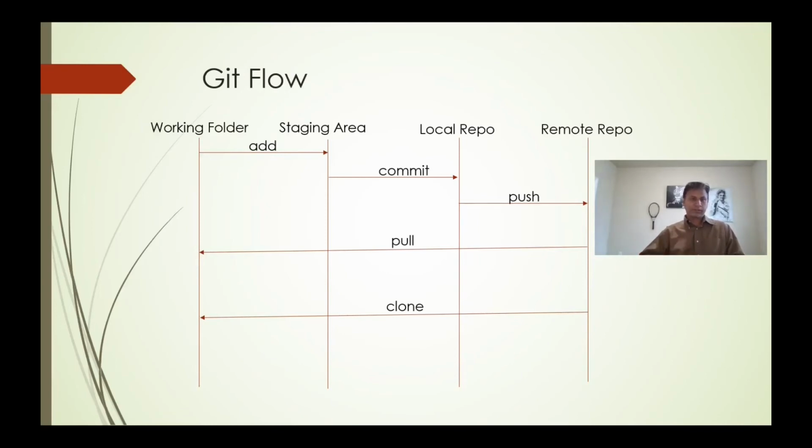That's it, right? So we need to be very clear about this flow diagram: working folder, staging area, local repo, remote repo, add, commit, push, pull, clone. That's it. Today we are going to see all these commands in detail with some real-time demo. Let us go to the demo now.